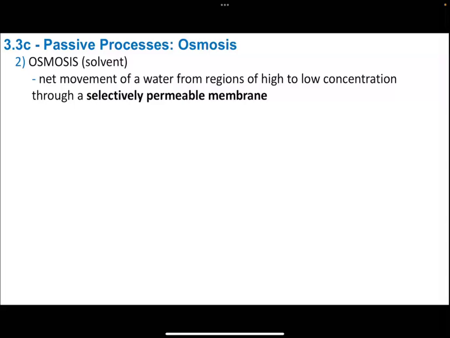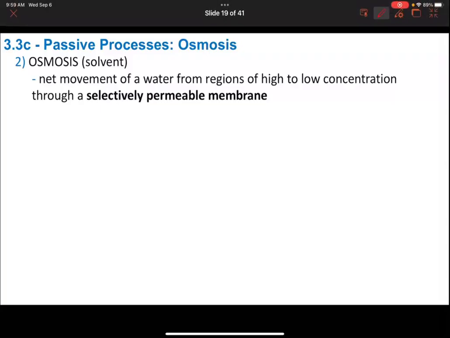The second type of passive process is osmosis. Osmosis, by definition, is the net movement of water from regions of high concentration to low concentration. Now, be careful with this definition as it's written here. It's regions of high concentration of water to low concentrations of water.